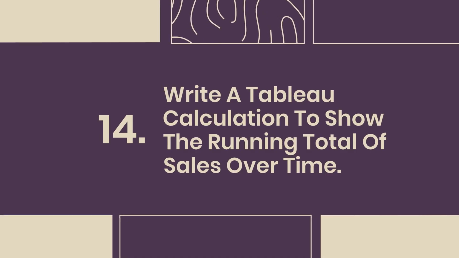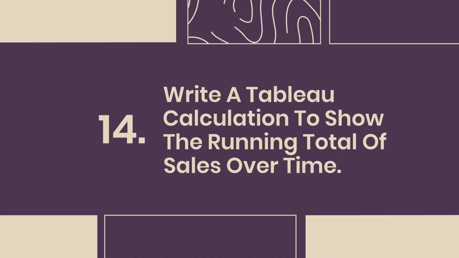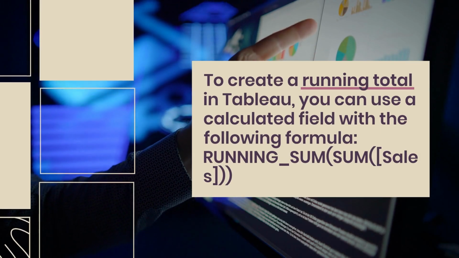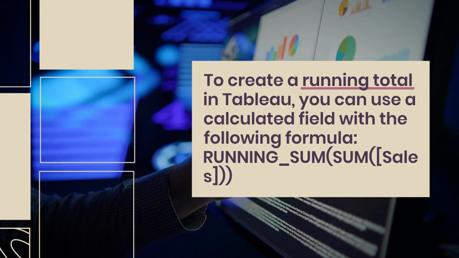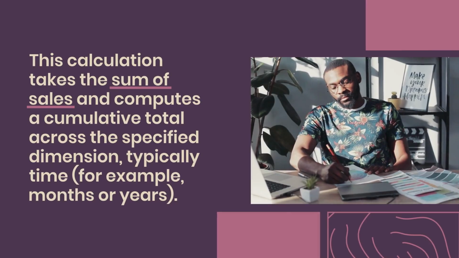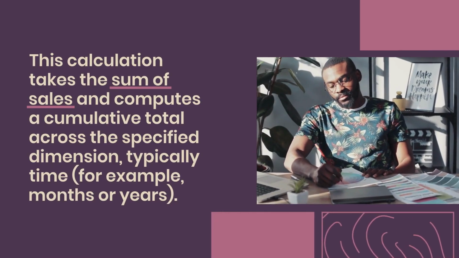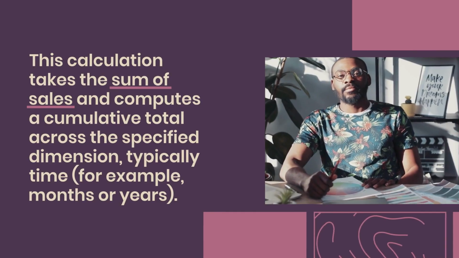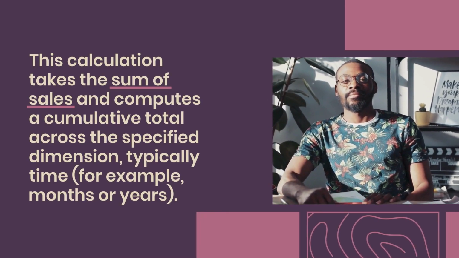14. Write a Tableau calculation to show the running total of sales over time. To create a running total in Tableau, you can use a calculated field with the following formula: RUNNING_SUM(SUM([Sales])). This calculation takes the sum of sales and computes a cumulative total across the specified dimension, typically time, for example, months or years.